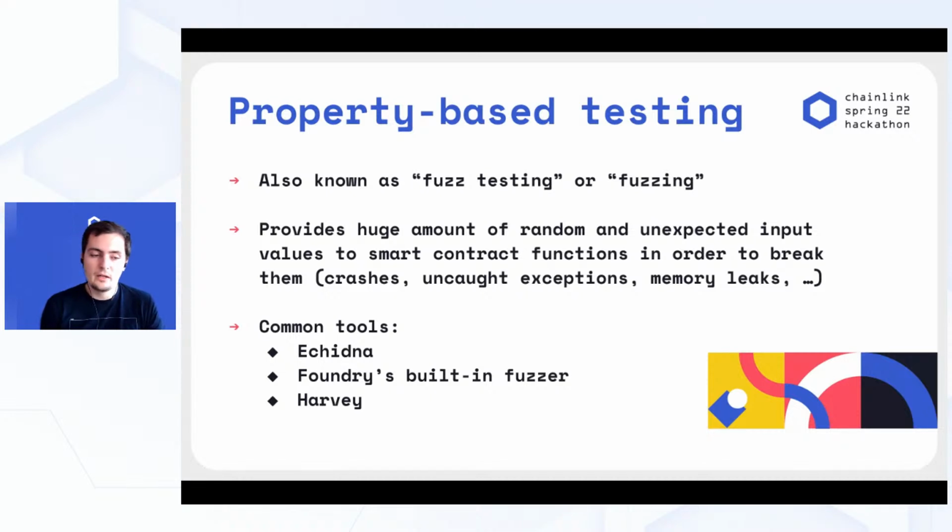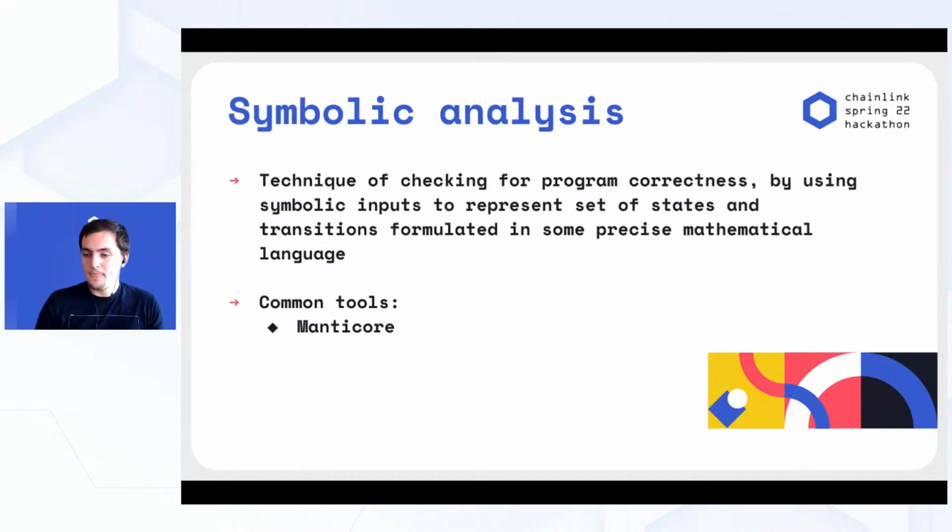Then Foundry has a built-in fuzzer. When you're writing tests in Solidity, it automatically runs the fuzzer itself. So you check our Foundry Starter Kit. And Harvey is another property-based testing tool. Then there is so-called symbolic analysis. So your auditor will perform symbolic analysis, and it's basically a technique of checking for program correctness by using symbolic inputs to represent sets of states and transitions formulated in some precise mathematical language. The most common tool for this purpose is Manticore. And I also listed symbolic analysis under static analysis as an optional step before auditing, because Manticore is also pretty easy and straightforward to use. So maybe you can perform symbolic analysis by yourself, just by running a script.